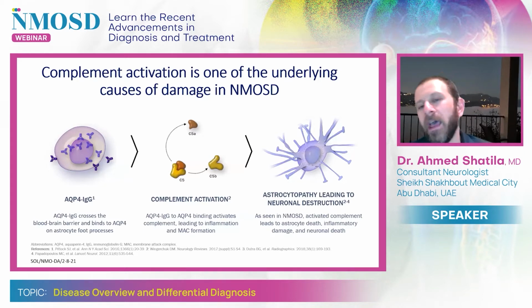All of this, what's the end result? You get the astrocytopathy, leading to neuronal destruction. As seen in NMOSD, activated complement leads to astrocyte death, inflammatory damage, and ultimately neuronal death. Once it's dead, it does not come back.